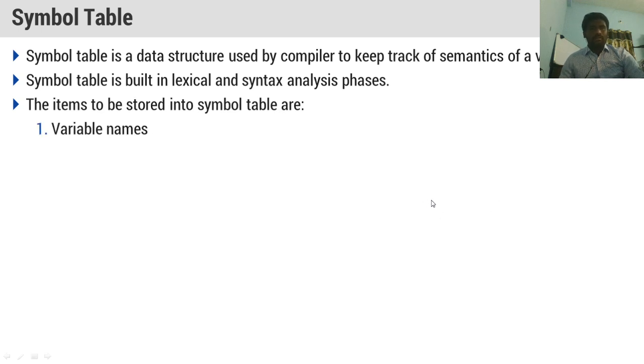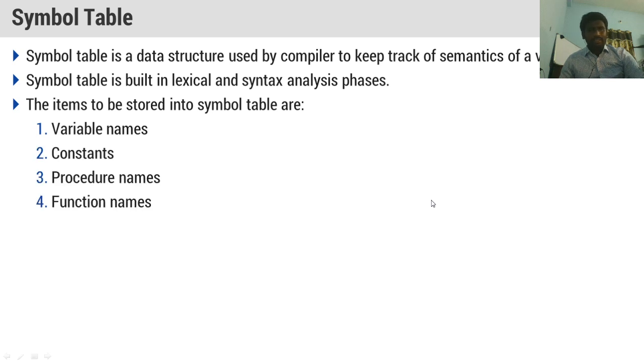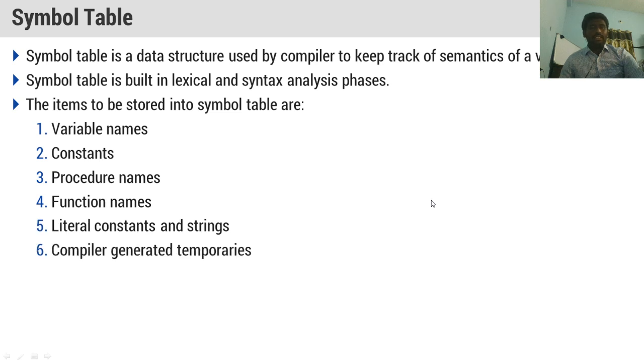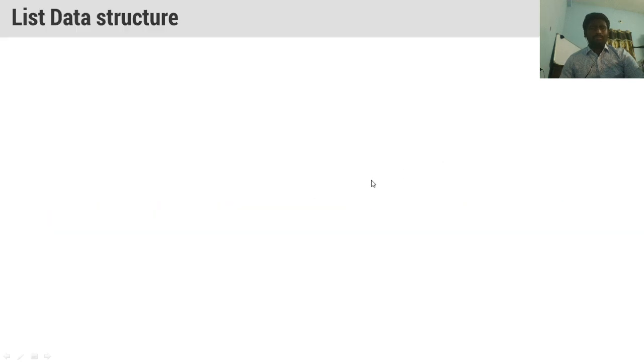are variable names, constants, procedure names, function names, literal constants and strings, compiler generated temporaries, and labels in the source language. So it is a data structure used by the compiler to keep track of the semantics of the variable. The main objective is to keep track of the semantics of the variable.